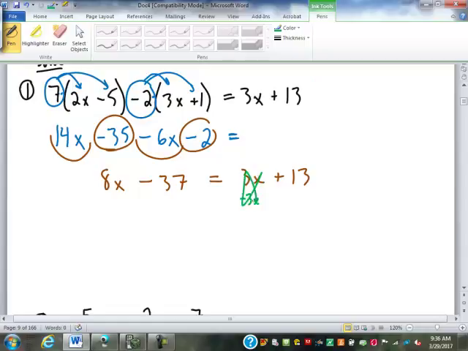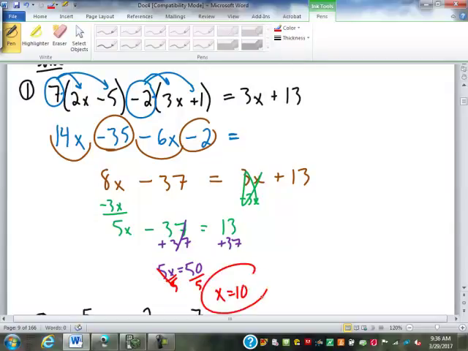We're going to subtract it to make it go away. 8x minus 3x is 5x. We still have the minus 37 equals 13. What's next? Add the 37. So 5x equals 50. And finally, perfect. We divide by 5. We get x equals 10.